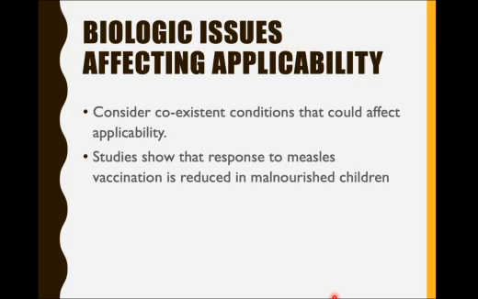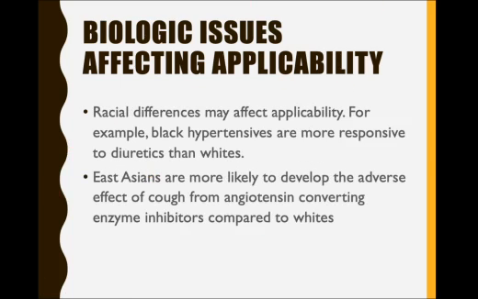So if your patient is malnourished, then you might want to look into this if you are talking of a vaccination trial. Racial differences may affect applicability as well. For example, black hypertensive patients are more responsive to diuretics than whites. East Asians are more likely to develop adverse effects of cough from angiotensin-converting enzyme inhibitors, ACE inhibitors, compared to whites. So you look at the racial differences.